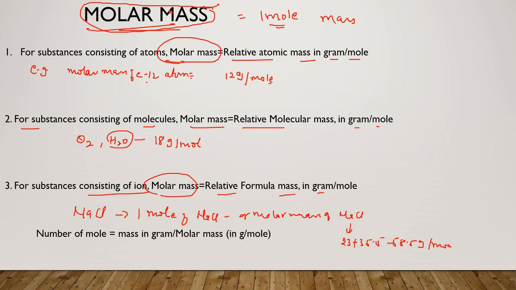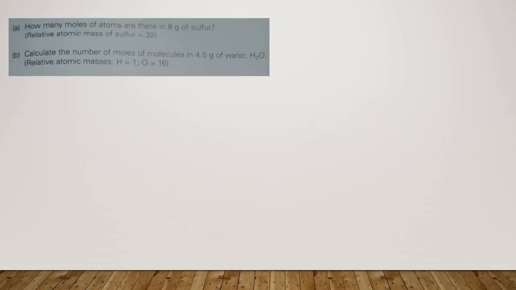Now, the short way to figure out the number of moles: the mass in gram divided by the molar mass gives you the number of moles. Let's see some examples.